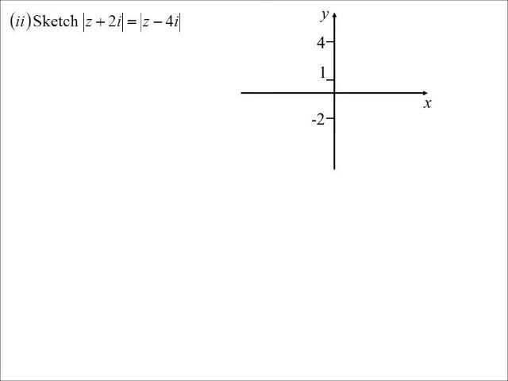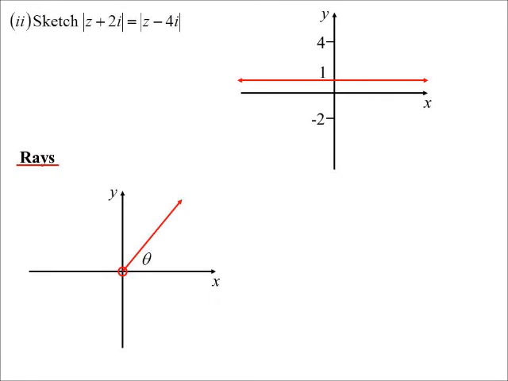I know it's the perpendicular bisector. Halfway between minus 2 and 4 is? Yes, very good. That's why the 1's there. And it's the perpendicular bisector. There's my answer. I just simply sketched it. Actually, given that it's horizontal, it's not too hard to work out the equation of. Of course, it's y equals 1.